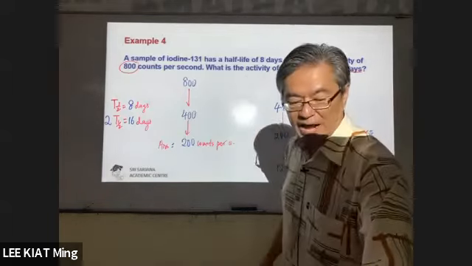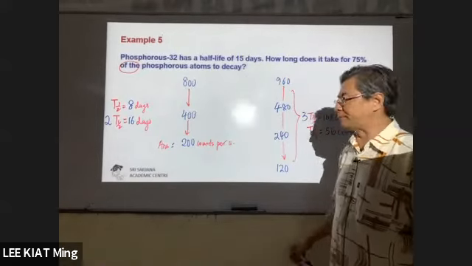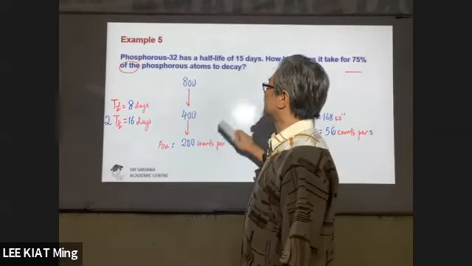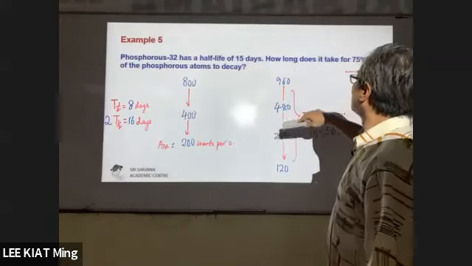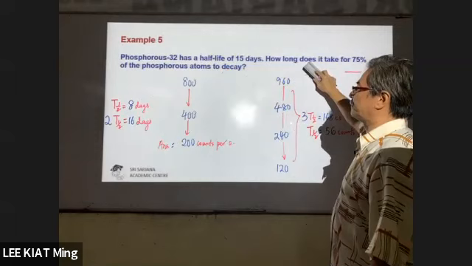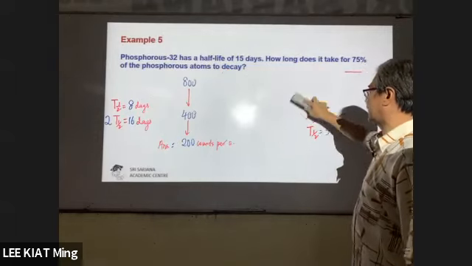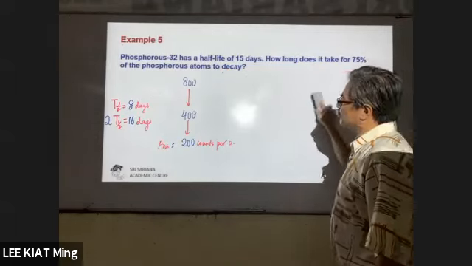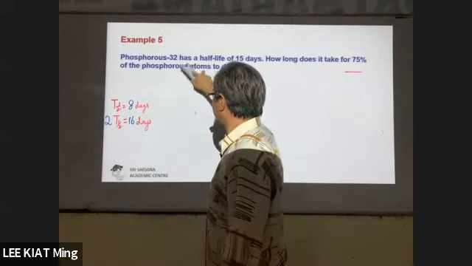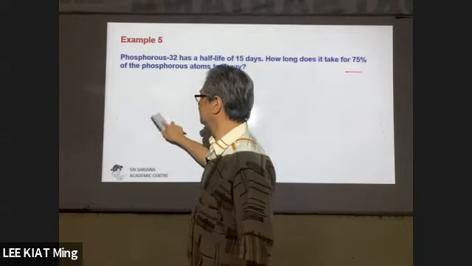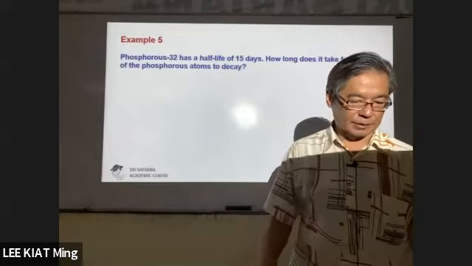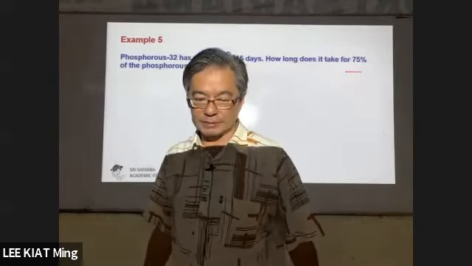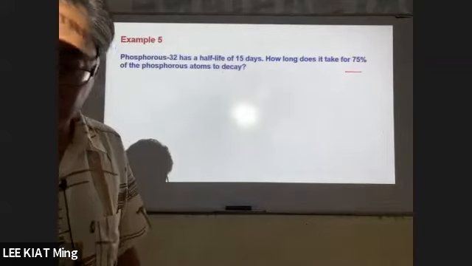Then we go to example 5. This is supposed to be the last example. Alright, how long does it take for 75% of the phosphorus atom to decay? And then you will use percentage. Can you start from 100%? Okay, start from 100%. I let you do. Otherwise, I give you the answer all the time.